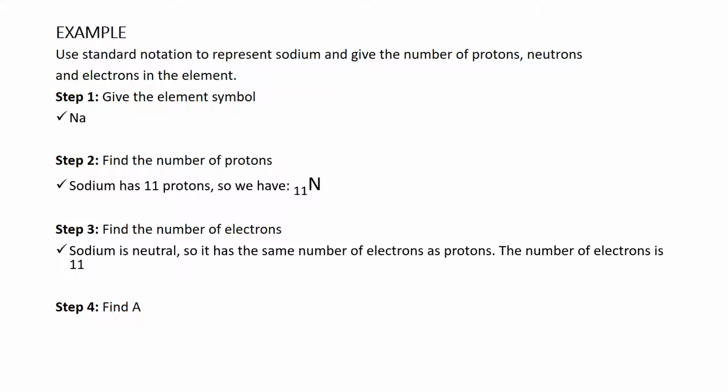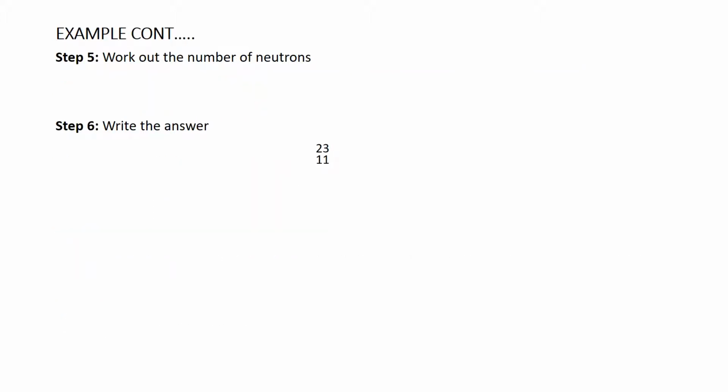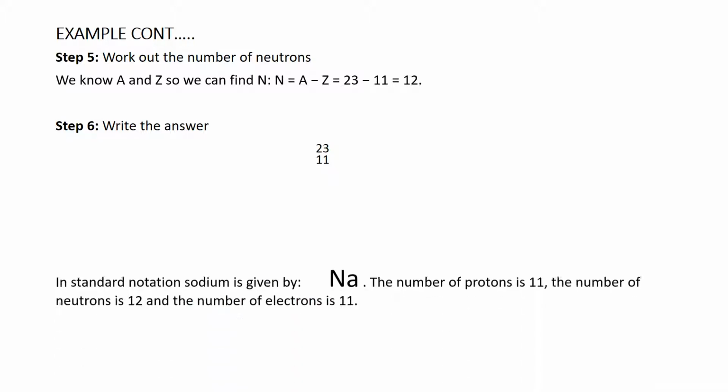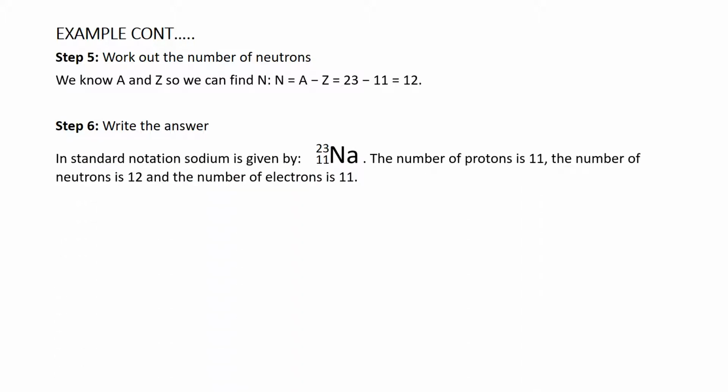Then you find your atomic mass number. Where do we find that? Again, in the periodic table. Then we find that it is 23. We move on to step 5, where we work out the number of neutrons. How do we work out the number of neutrons? We say our atomic mass number minus the number of protons, which in this case is 23 minus 11, which gives us 12. Then finally we write our answer. So this is how you determine your standard notation.